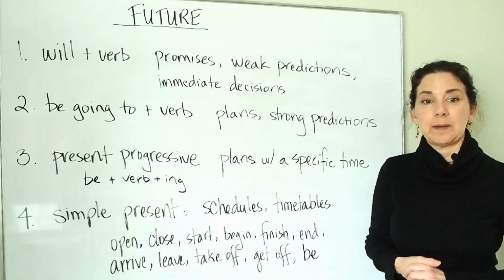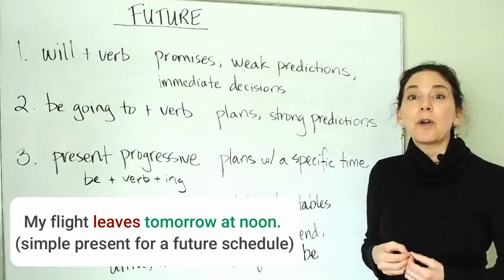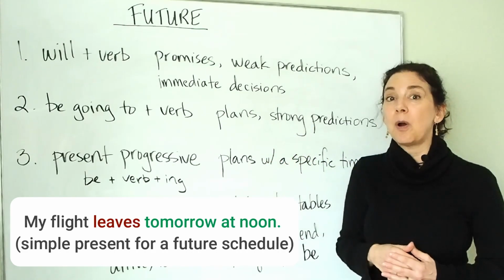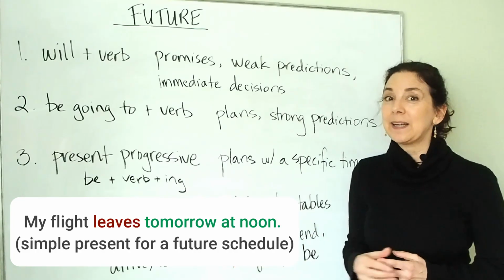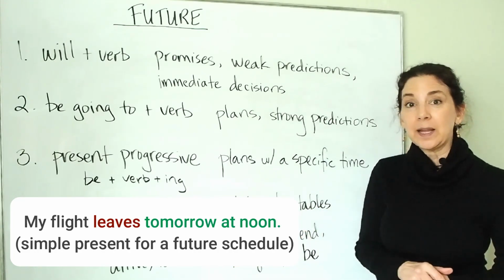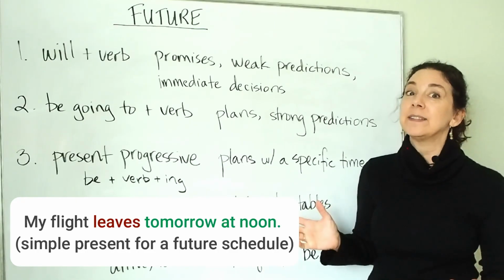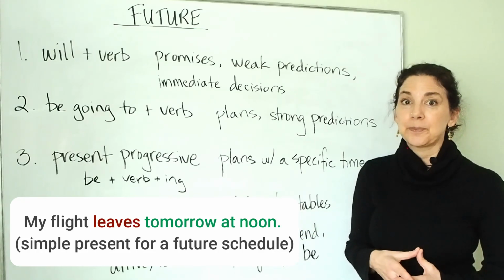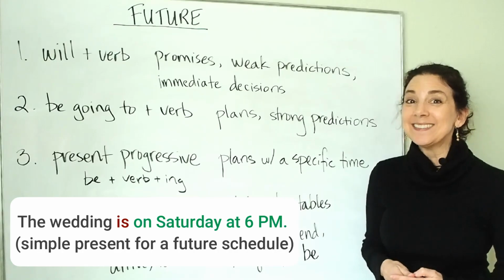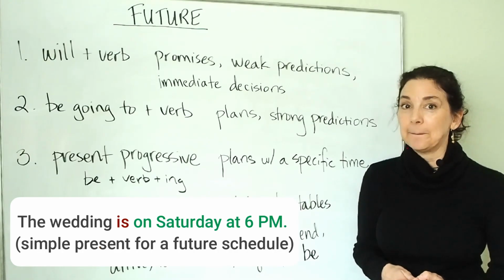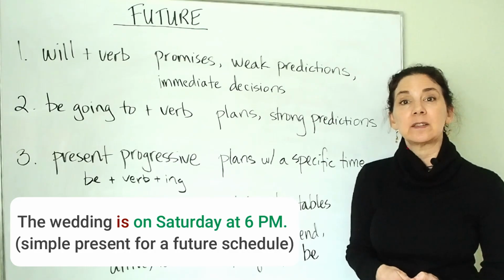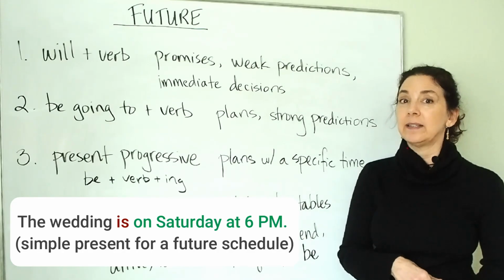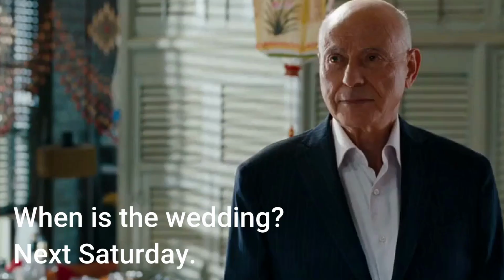So let's look at a couple of examples. My flight leaves tomorrow at noon. Okay, when is the time? The time is in the future, tomorrow. But we use simple present because this is a schedule or a timetable situation. My flight takes off at noon tomorrow. My flight leaves at noon tomorrow. We could also say the wedding is on Saturday at 6 p.m. Why do we use simple present? Because that is something that is on a schedule. When's the wedding? Next Saturday.